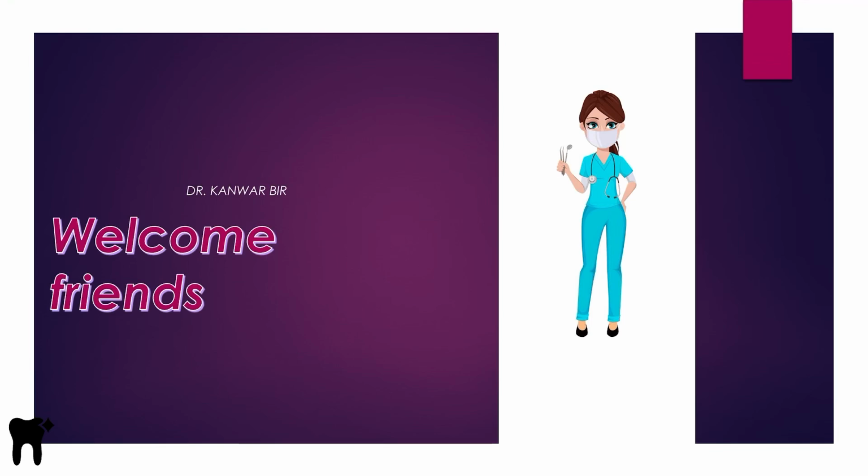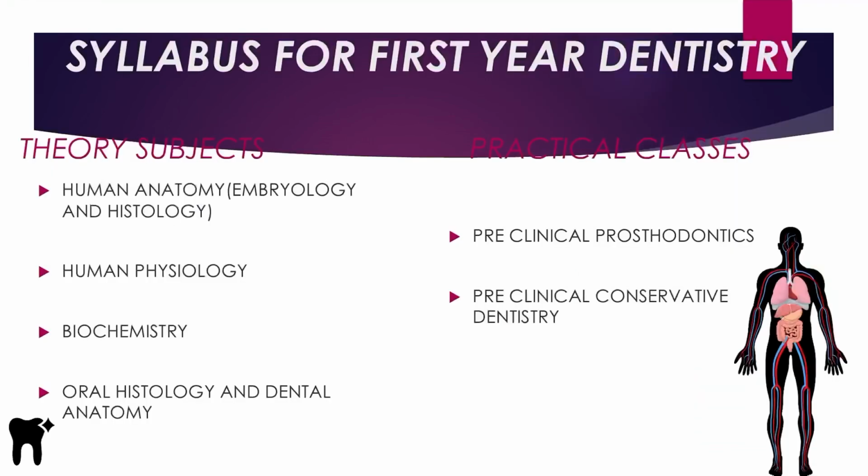I am Dr. Kanwar. Today I am going to tell you the various subjects which you are going to study in your first year dentistry. In first year of your dentistry, you are going to study the 4 theory subjects and there will be 2 practical classes. In theory subjects, you will be studying your human anatomy, which also includes your embryology and histology, human physiology, biochemistry, oral histology and dental anatomy. Practical classes will include your preclinical prosthodontics and preclinical conservative dentistry.